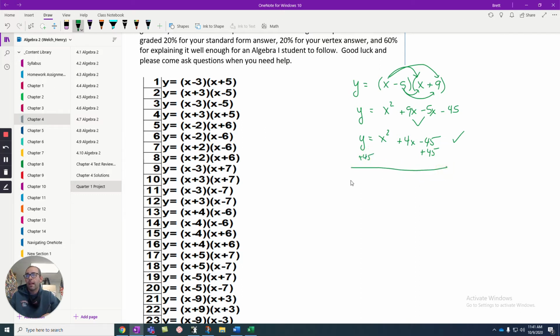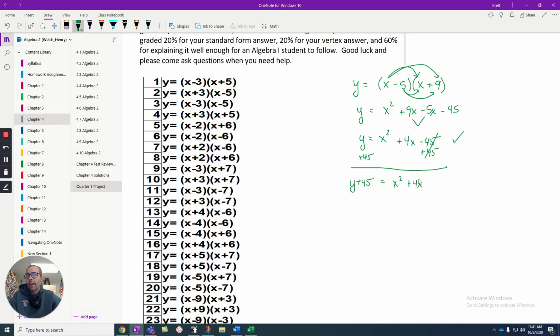On the left, I now have y plus 45 equals x squared plus 4x, because the 45s cancel, they zero out. Now I need to add the perfect number to make the factoring on the right side be a perfect square trinomial.